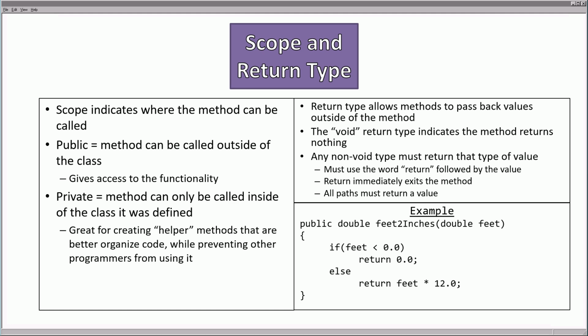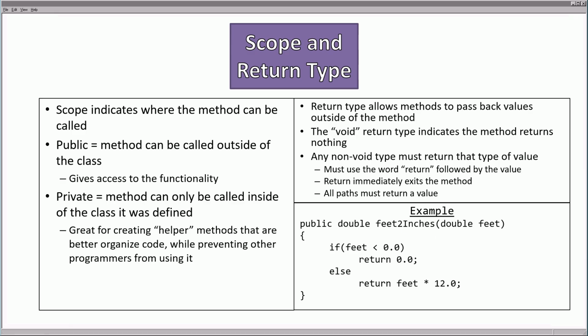Looking at the example below, we have public double feetToInches and a parameter double feet. Now if you notice, the return type is not void, it's double. And what we're returning here is either 0 or this number of feet times 12. Reading a little further into this method, if the feet here is less than 0, then we just return 0, which would indicate that any foot amount that is negative might be invalid. Otherwise, we return feet times 12, in other words, getting the feet into inches.